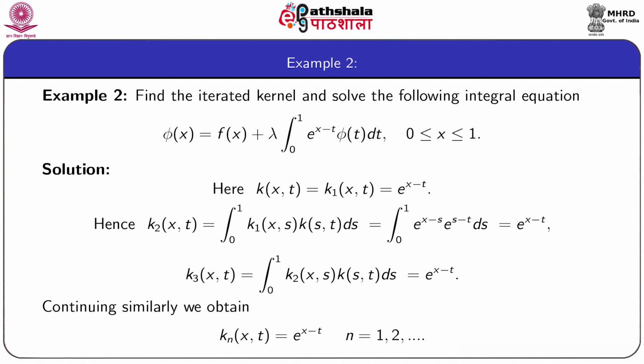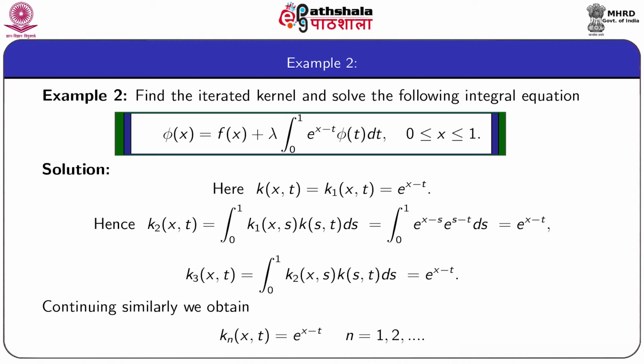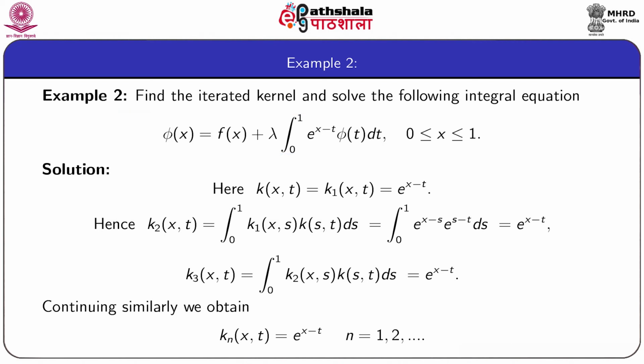Next, we consider example 2. Find the iterated kernel and solve the following integral equation: phi(x) equal to f(x) plus lambda integral 0 to 1 e to the power (x minus t) phi(t) dt. Here K(x, t), the kernel, is equal to e to the power (x minus t), and that is equal to the first iterated kernel K1(x, t).